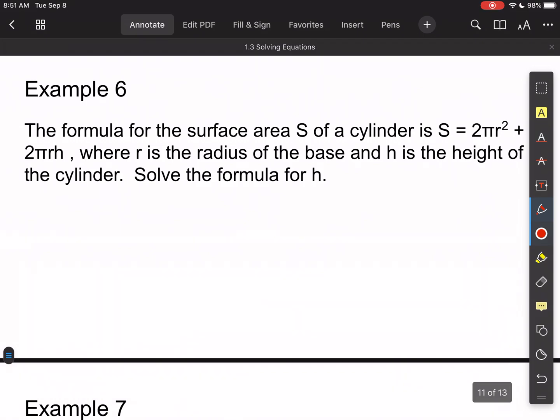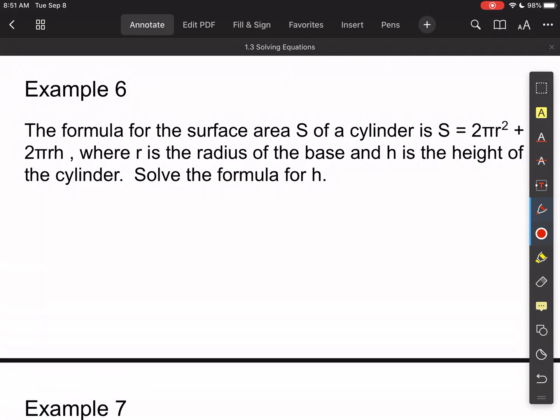Example 6, we're now just taking this into another realm of relating it back to geometry and stuff like that. It says the surface area S of a cylinder is S equals 2 pi r squared plus 2 pi r h, where r is the radius of the base and h is the height of the cylinder. Solve the formula for h. So we're just trying to get h by itself.